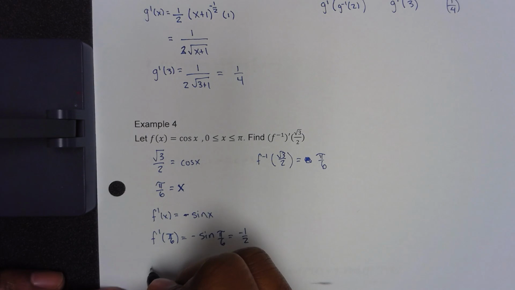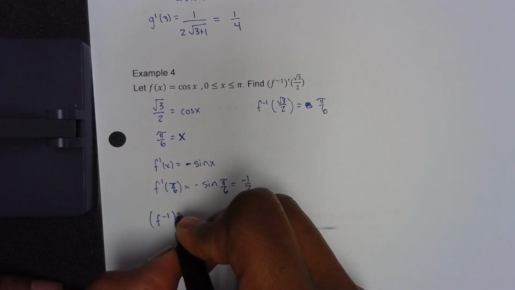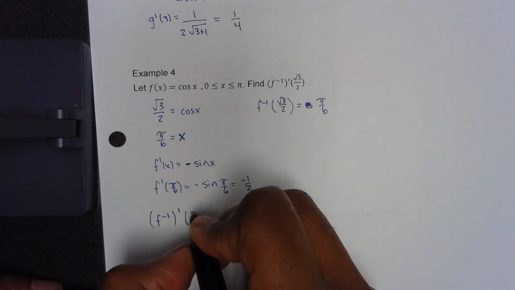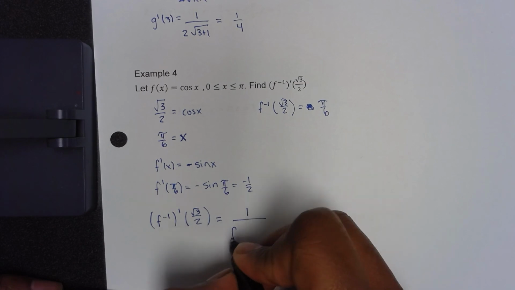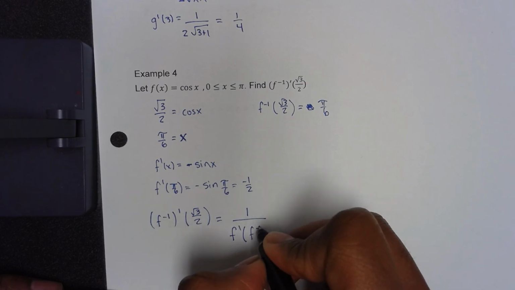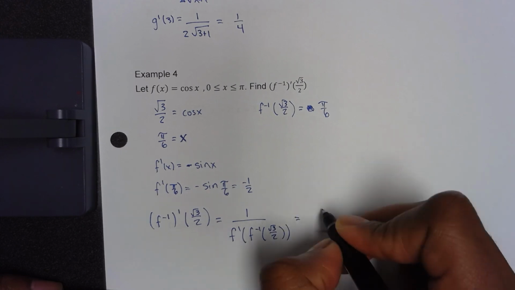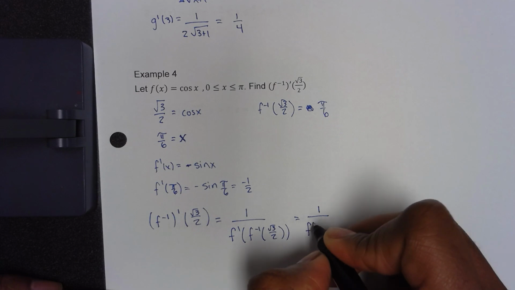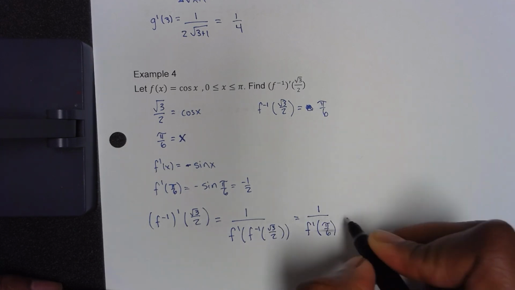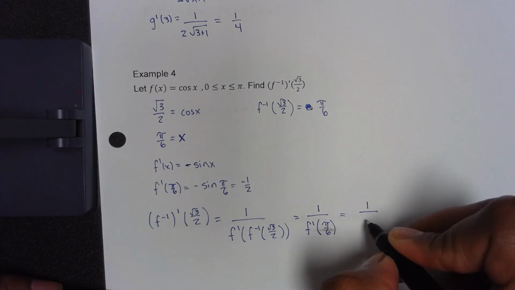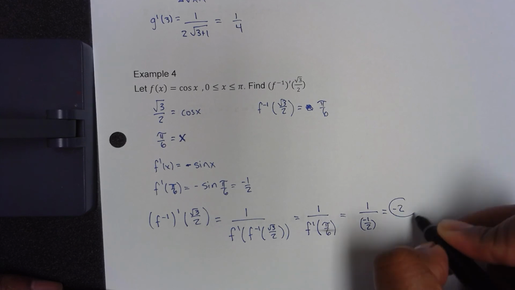So when we're doing the calculation, f inverse prime of square root 3 over 2, we should get 1 over f prime of f inverse of square root 3 over 2, which is 1 over f prime of, this turned out to be pi over 6, and that value turned out to be -1/2, so we end up with -2 as our answer.